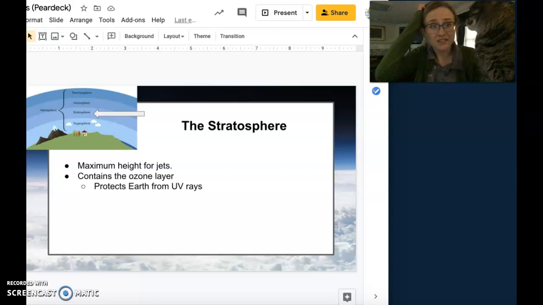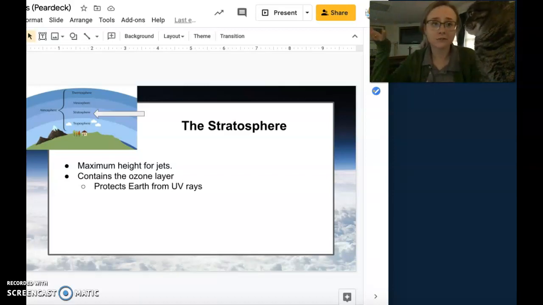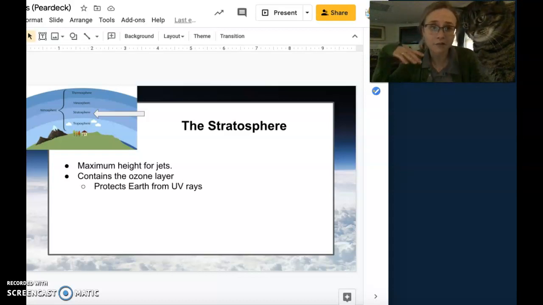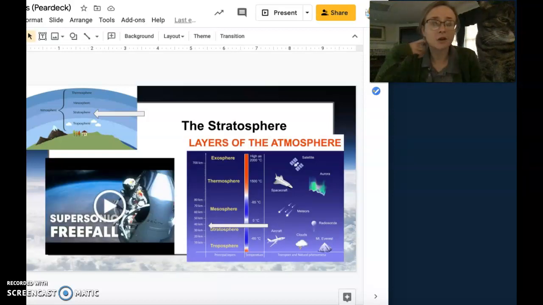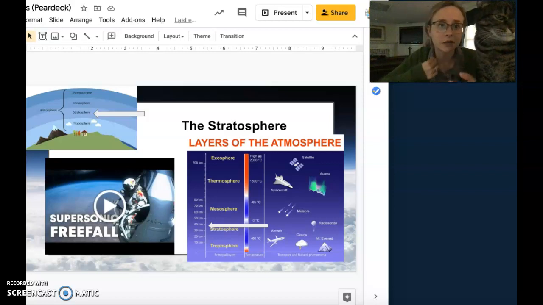The stratosphere, not all planes can fly here, but some jets reach their maximum height in the stratosphere. It contains the ozone layer, and the ozone layer protects Earth from ultraviolet rays from the sun. If we didn't have the ozone layer, harmful UV rays could get to us. The ozone layer was depleted, and it still is depleted near Australia.